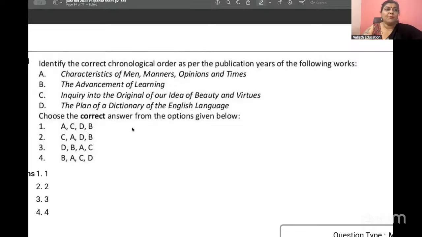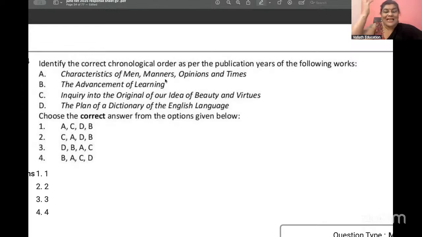Mugging up more and more knowledge is not what you should do. This is a skill-based exam now. The skill of reading, the skill of guessing, the skill of analyzing, that is what you need. Look at correct chronological order. Easy it is with your existing knowledge.